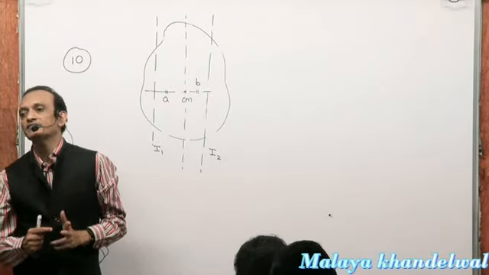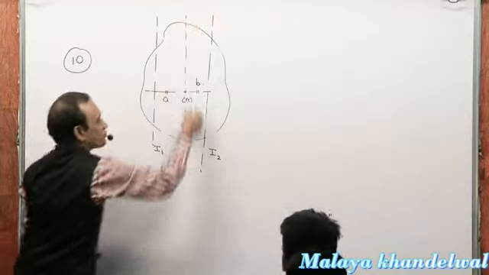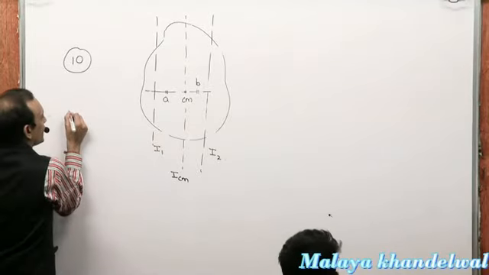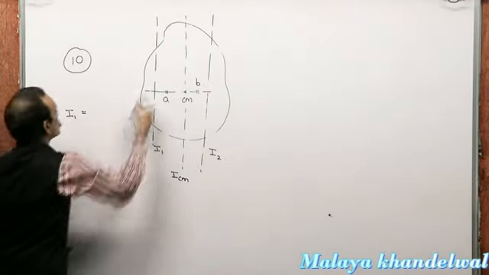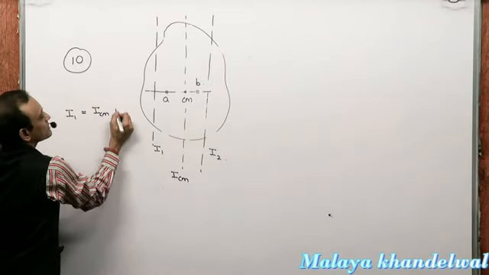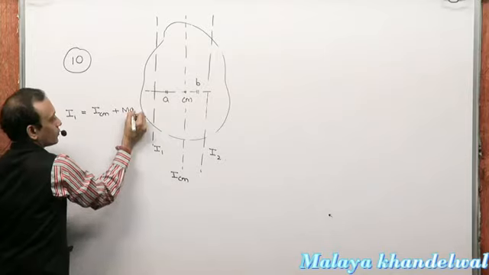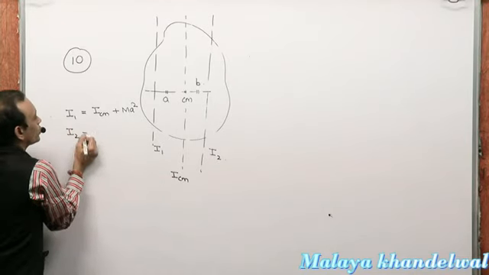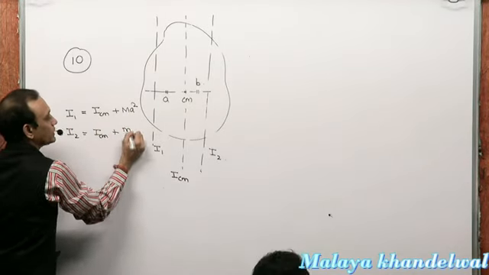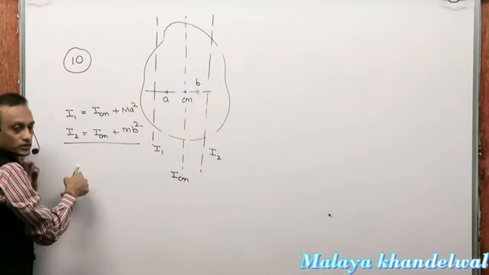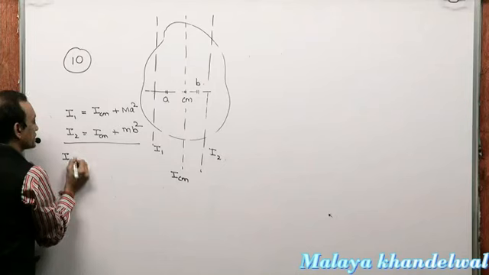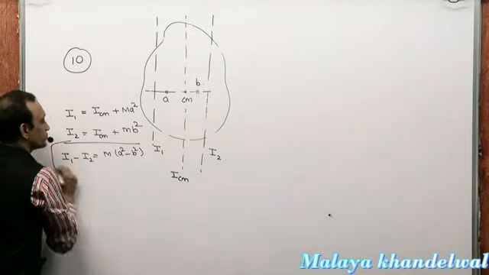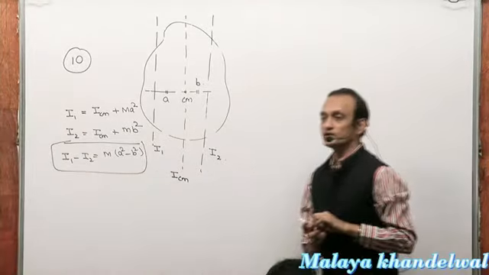I want to connect I1 and I2. Suppose this was the center of mass axis parallel to the two; then the moment of inertia about it is going to be ICM. So from the parallel axis theorem, I1 is ICM plus mA squared. Similarly, I2 equals ICM plus mB squared. If I subtract the two, I1 minus I2 is m(A squared minus B squared). That's the relationship between I1 and I2.